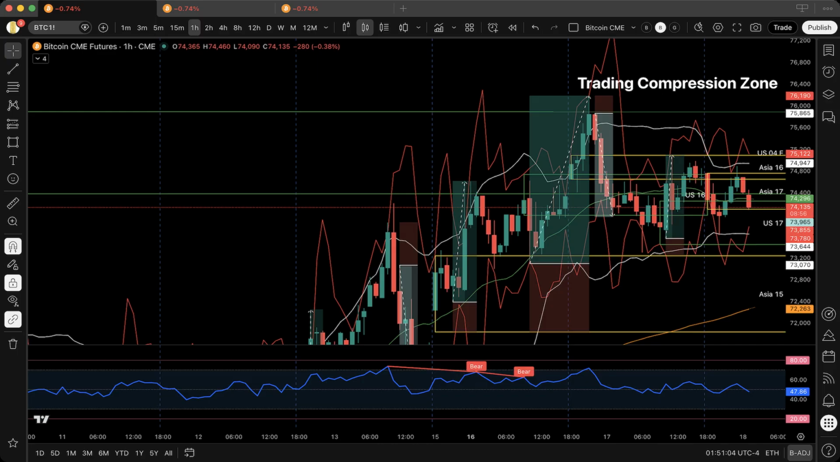Now time becomes dominant. Sessions are no longer creating separation. They are overlapping, and overlap changes behavior. When sessions overlap, boundaries become active zones, not passive levels. Each return increases interaction frequency. Each interaction increases structural weight.